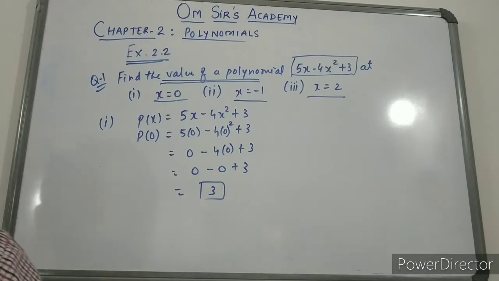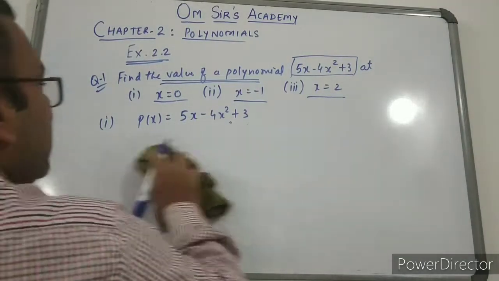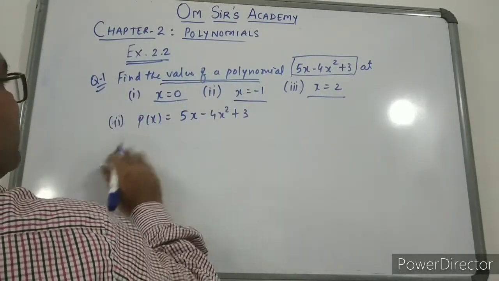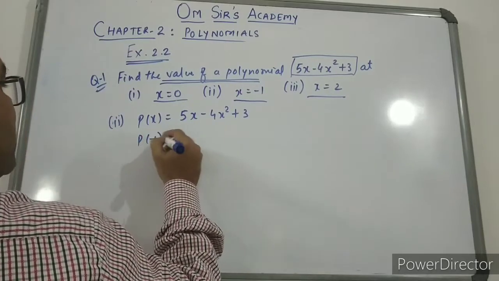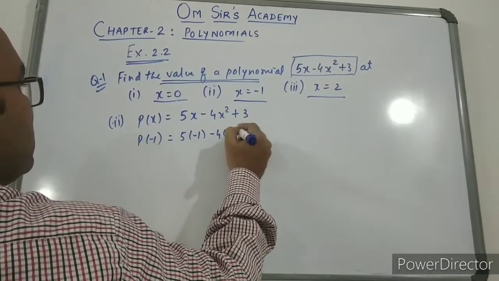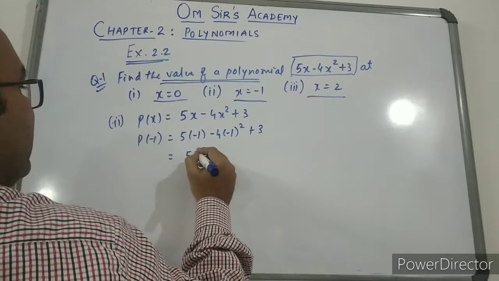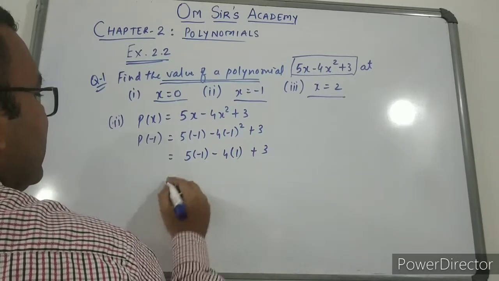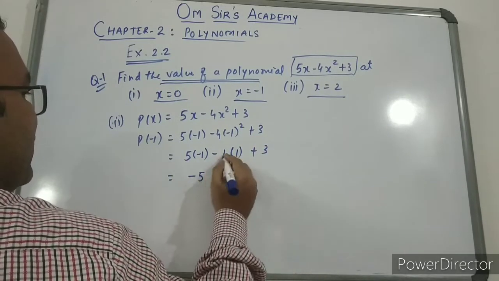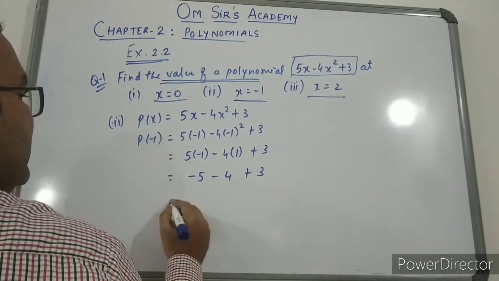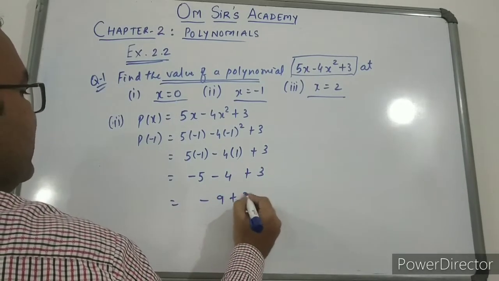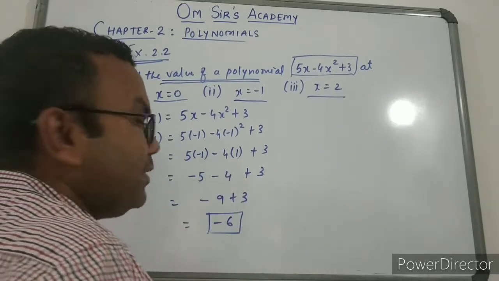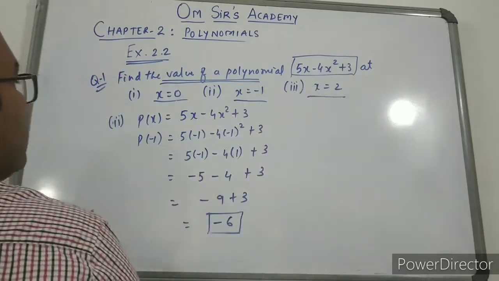Now coming to the next one, sum number 2. We substitute x equals minus 1. So what value will we get? That is 5 into minus 1 minus 4 into, what is minus 1 square? It will be 1, plus 3. That is 5 into minus 1 is minus 5, minus 4 plus 3. Minus 5 minus 4 will be minus 9, plus 3. Answer will be minus 6 in this case. Is it clear, friends?